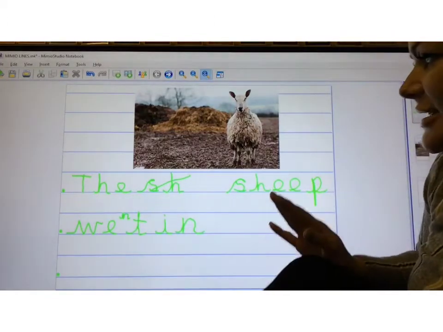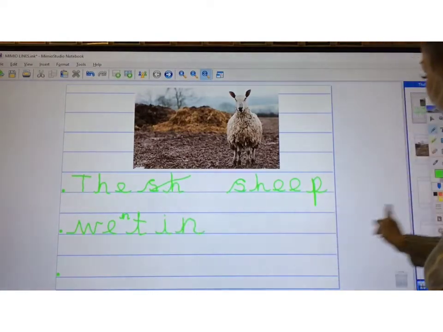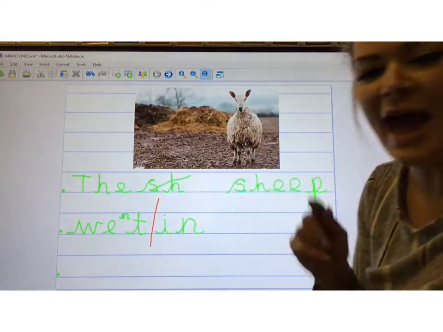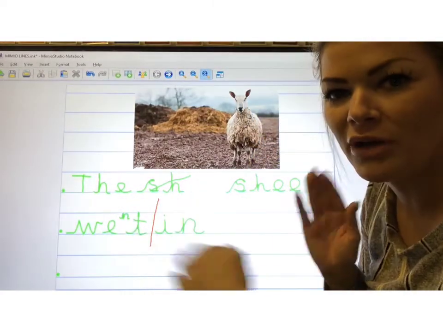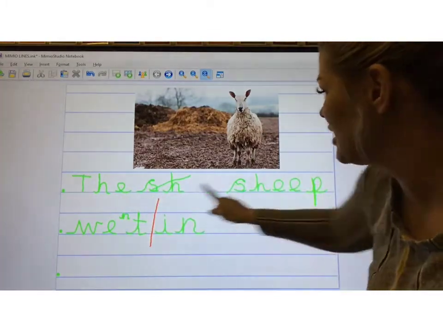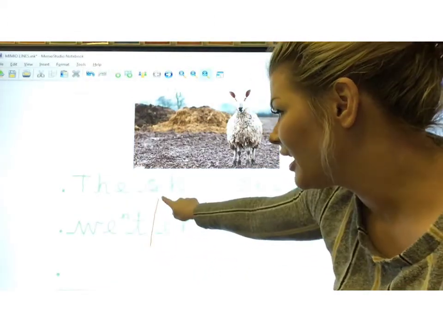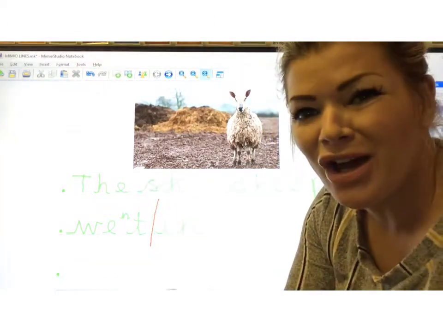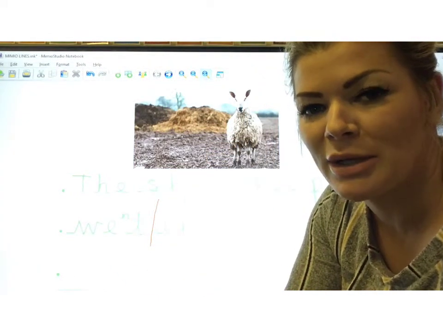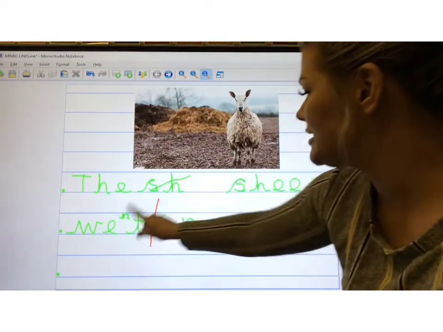What I'm going to do this time, because I've written all of it, I'm just going to get a red pen and I'm going to draw a line in there, and that means I'm chopping the word in half. I'm putting a space in the middle. So my memory will read it. The sheep went, stop, in. That red line means, sorry, I forgot my finger space. So I just draw a line in a different colour pen in between the words, and now I know they're separate. The sheep went in.